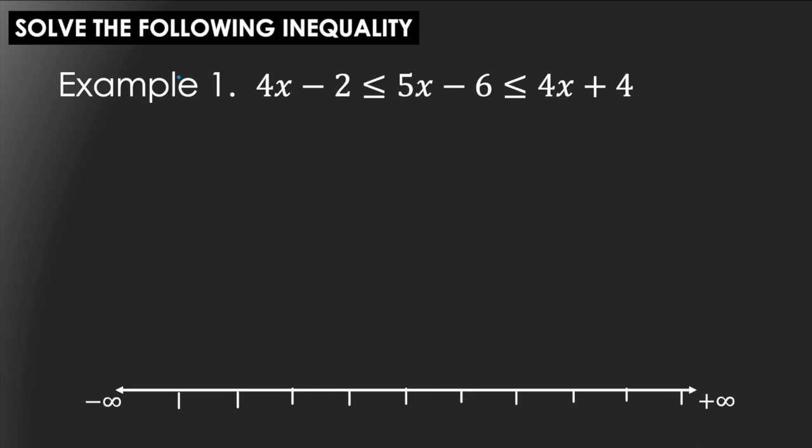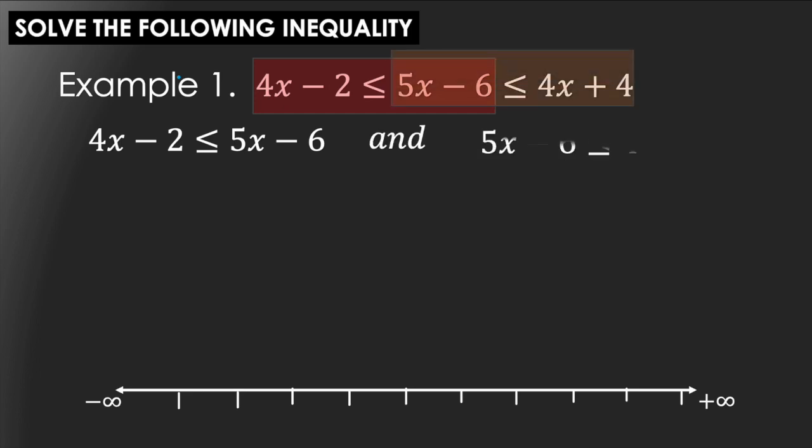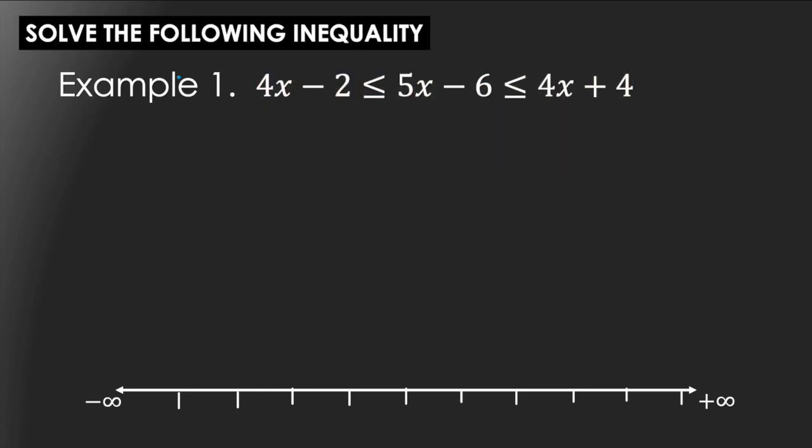So let's look at our first example, which is 4x minus 2 less than or equal to 5x minus 6 less than or equal to 4x plus 4. What we are trying to do here is find all the values of x that would make 4x minus 2 less than or equal to 5x minus 6, and also 5x minus 6 less than or equal to 4x plus 4. Or in other words, we're trying to find all the values of x that make 5x minus 6 fall between 4x minus 2 and 4x plus 4.